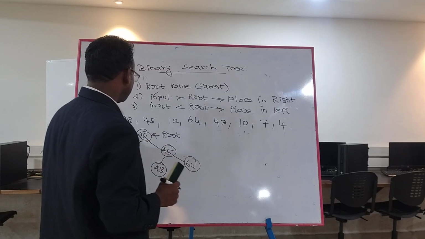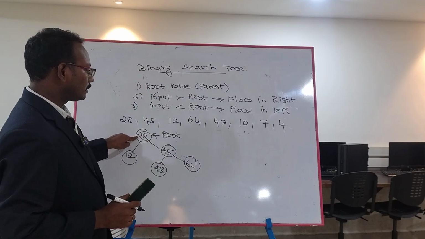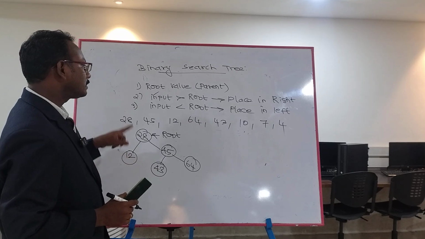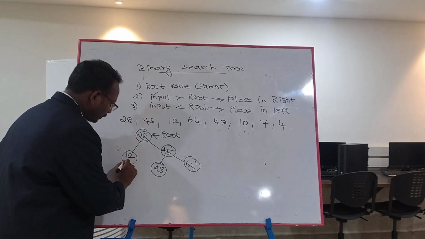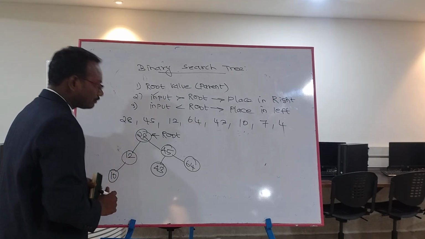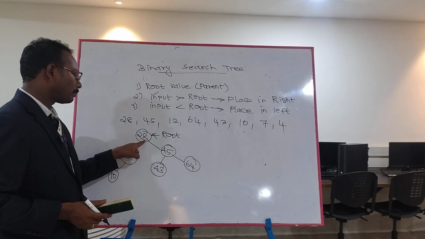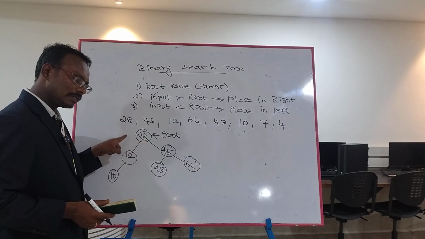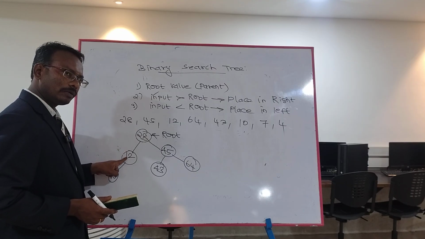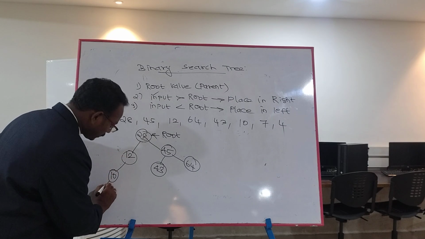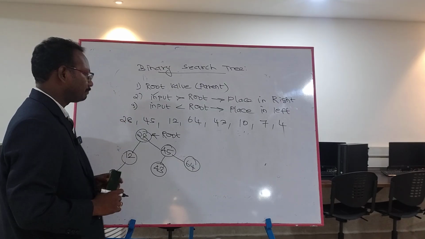And next one is a 10. It is compared to the 28, it is less than, so automatically come to left hand side. It will compare to the 12, it is less than, so automatically it will place in the left hand side. And next one will be that of 7. It should be compared to the 28, less than, so automatically left hand side. 12, it is less than, so automatically left hand side. 10, it is less than, so automatically placed in the left hand side.